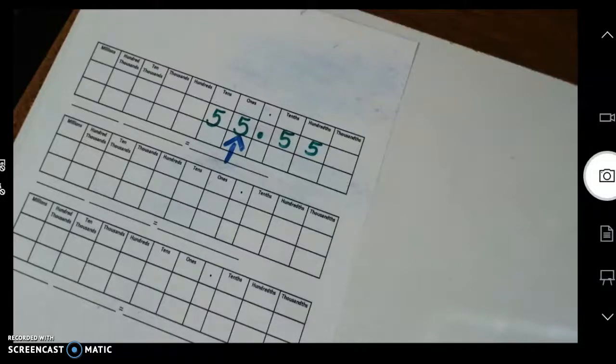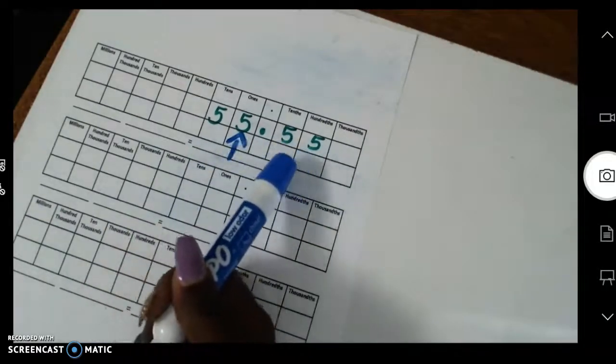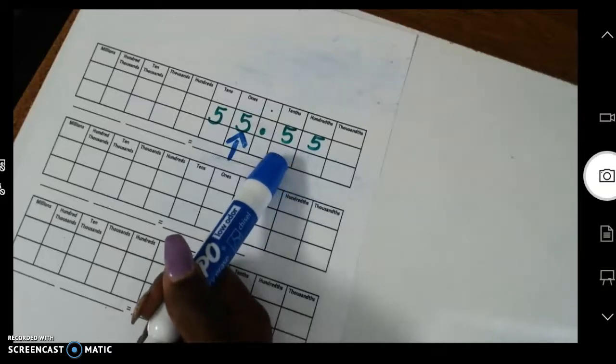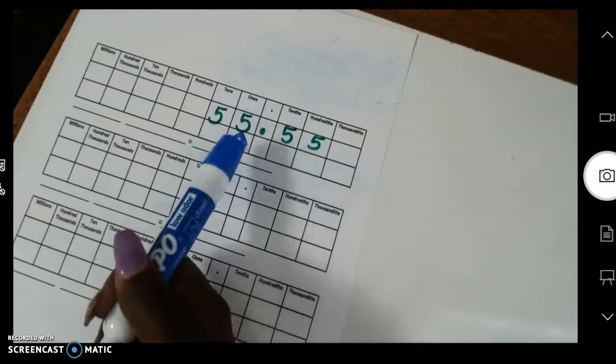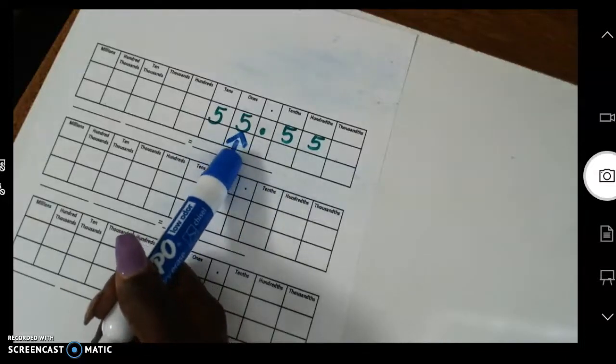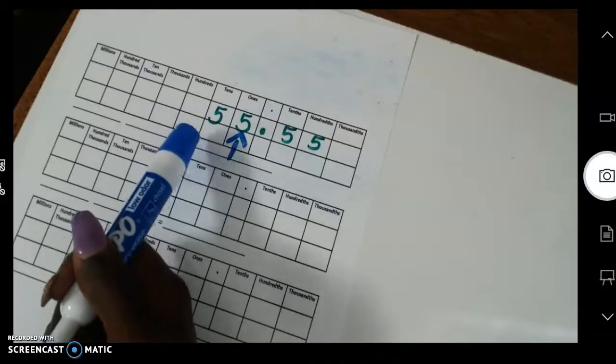So again, our question wants us to evaluate the 5 in the ones place and how it compares to the 5 in the tens place, which is the next place value to the right, as well as compare the 5 in the ones place to the 5 in the tens place, which is the next place value to the left.